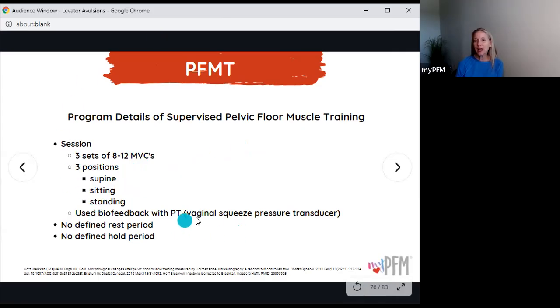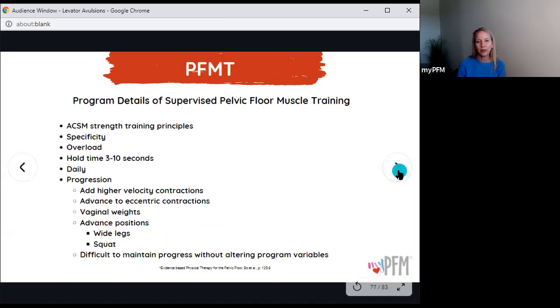They used a type of biofeedback. It was a vaginal squeeze pressure transducer. And we're not going to talk a whole lot about that today, but I think biofeedback can be a really, really helpful tool to help you with a home program of pelvic floor muscle training. It can help you to connect with what your pelvic floor muscles are doing and help you to stay consistent and compliant. Now, in this article, they didn't define the rest period and they didn't define the hold period.